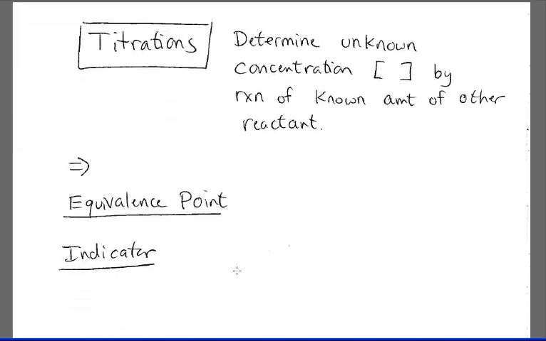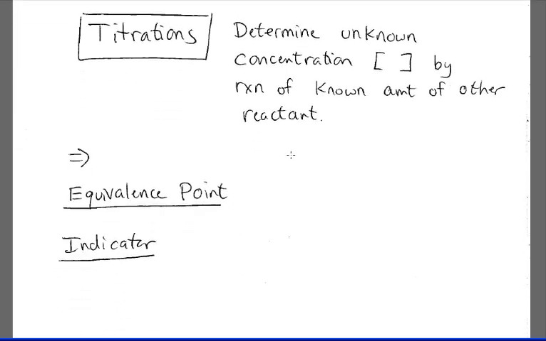Another thing we do with solutions is we perform titrations. A titration is where you determine an unknown concentration of something, and this symbol means concentration. We determine that concentration by reaction of a known amount of another reactant. This is often used with acids and bases.